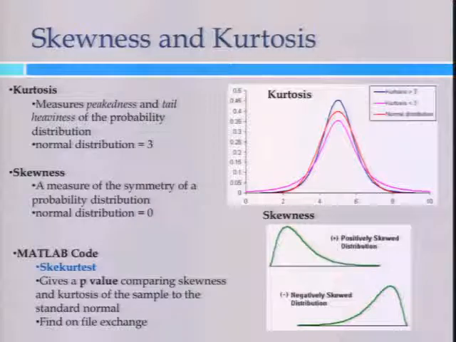So the MATLAB code for this is the Ski-Kurt test, which combines the statistics of kurtosis and skewness and gives a p-value that compares the skewness and kurtosis of the sample to the standard normal distribution. And you can find this function on the file exchange in MATLAB.